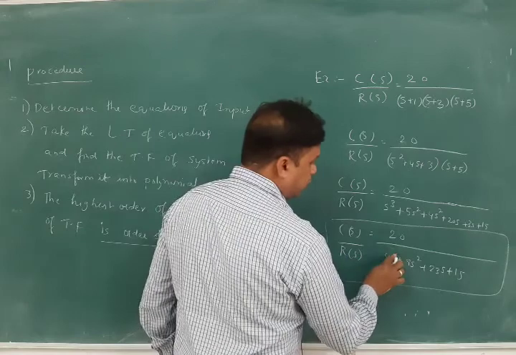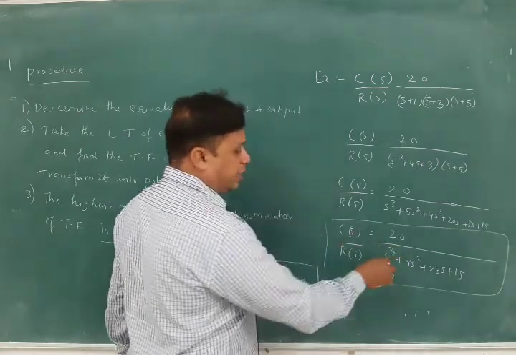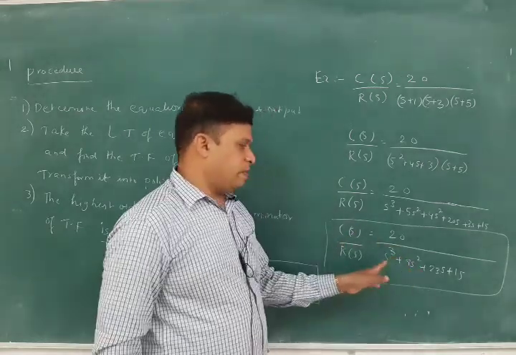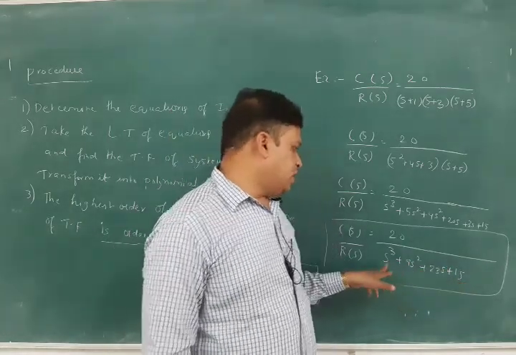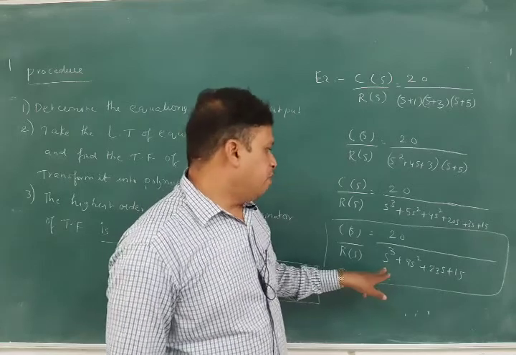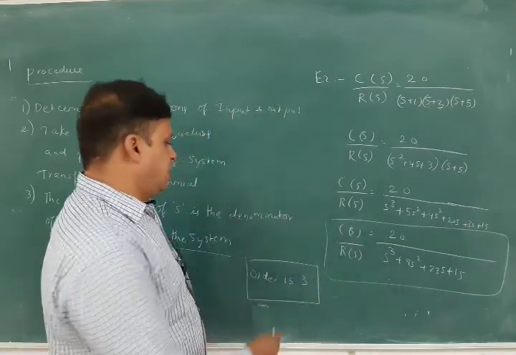So s cube has come here, and 9s square. If it were s square plus 9s plus 23 plus some equation, then whatever the highest power is, you take that and keep it as the order. Order is 3 here. Okay.